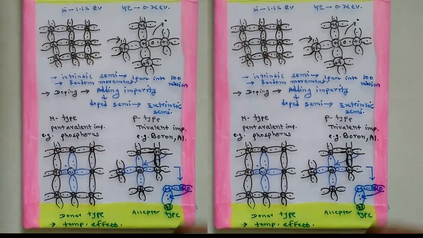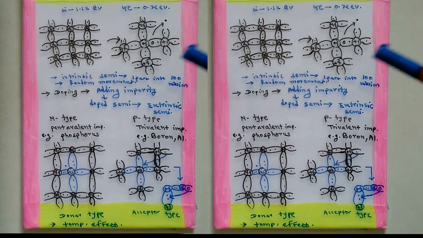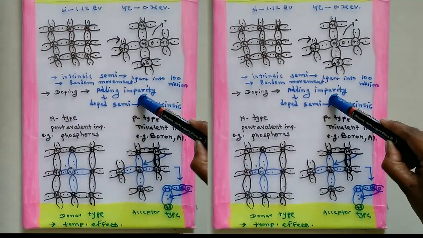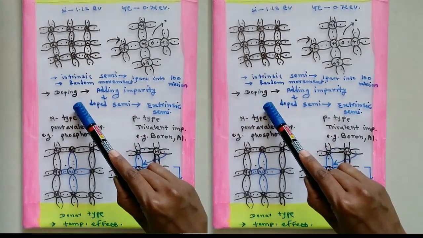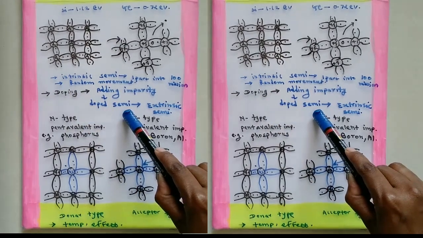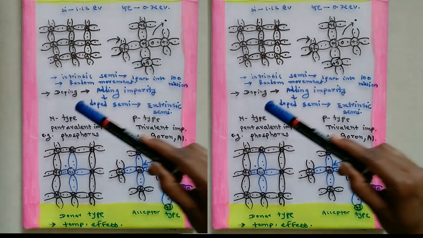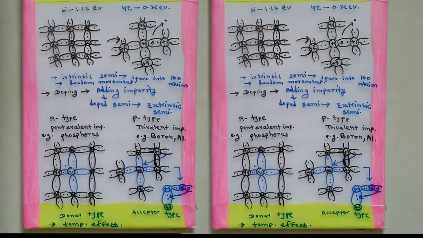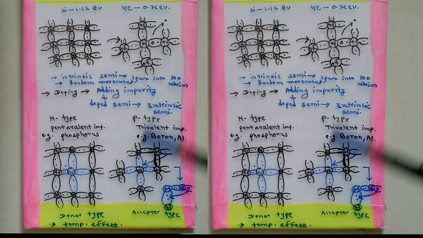Now we are going to move on to improve the conductivity of the semiconductor material by the doping process. Adding impurity to the semiconductor material is called doping, and doped semiconductor is called extrinsic semiconductor. There are again two types: N-type extrinsic semiconductor and P-type extrinsic semiconductor.